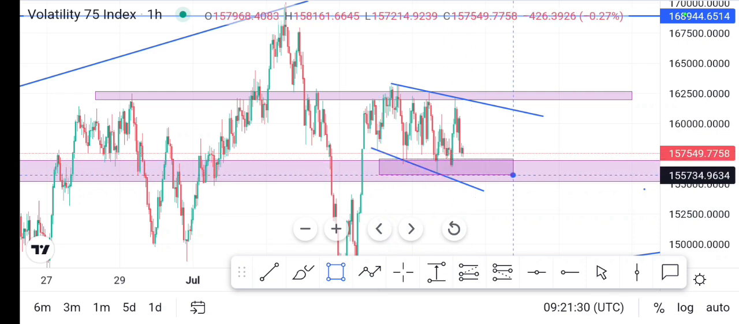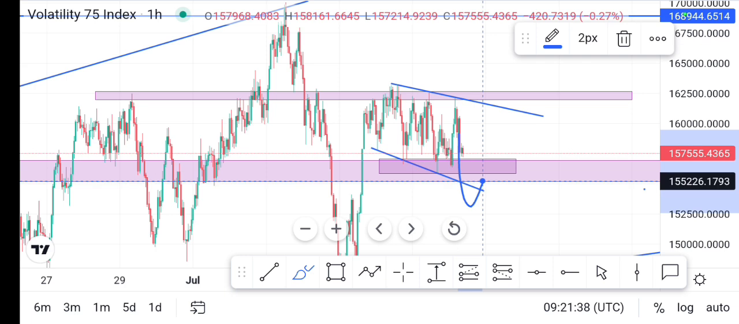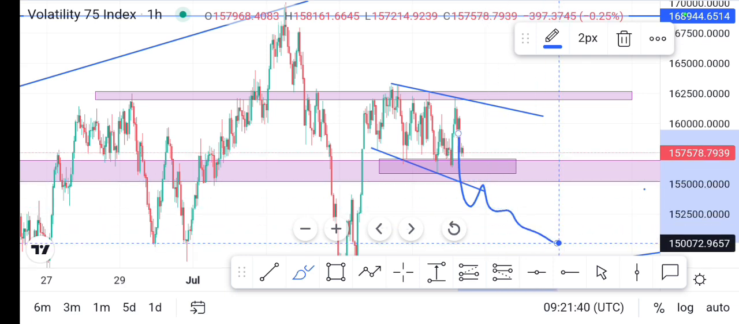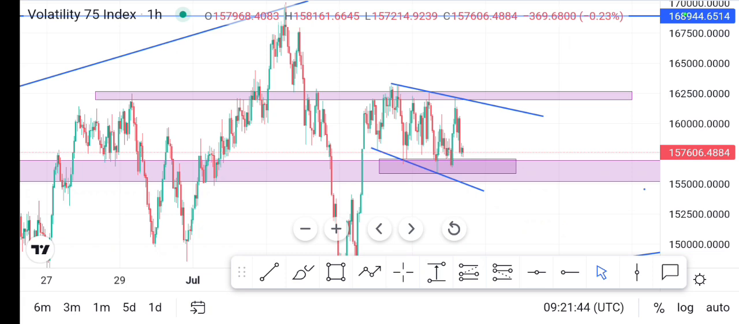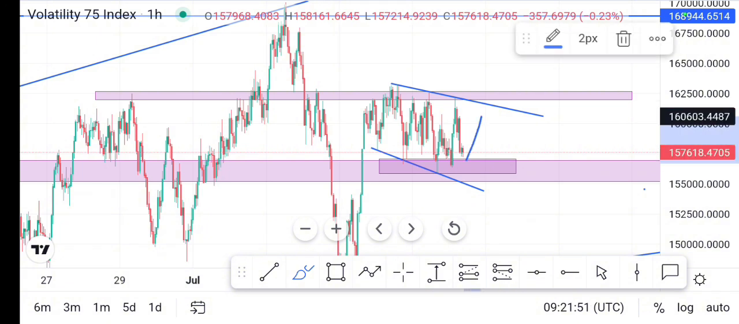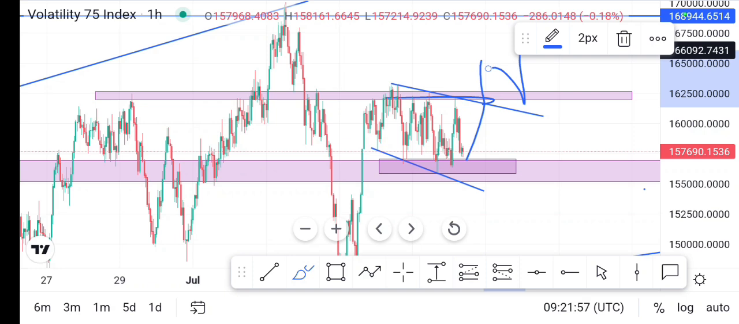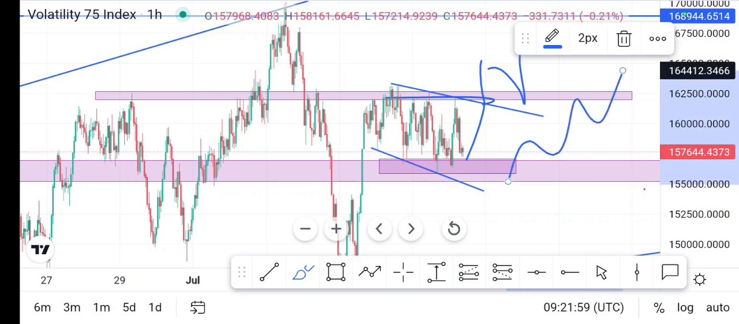So what we have to do is wait. The market has to come and break, make a retest, and then we start taking the sells. If that has not happened, what do we have to wait for? We have to wait to see that the market makes a reversal here, comes up and breaks around this area, comes back to make a retest, and then we continue going up, making higher highs and higher lows.